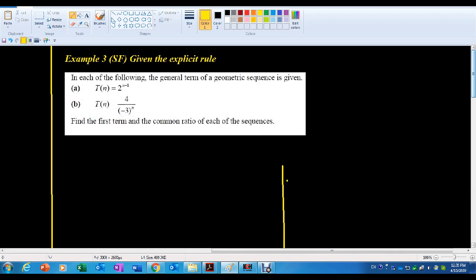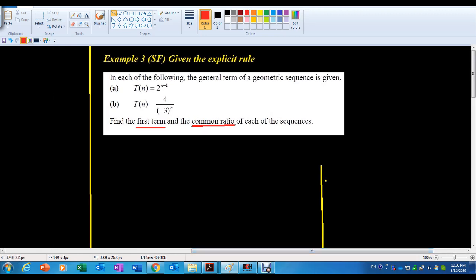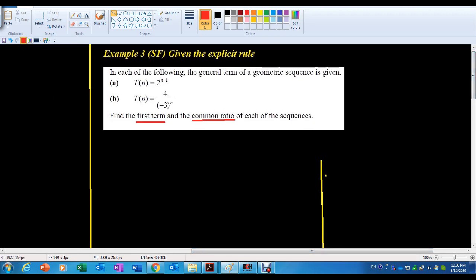Let's continue. Example 3 is about, given the explicit rule, you need to find the first term and common ratio. This time they give you the rule, and then you're going to find the first term and the common ratio. So what do you mean by the general term? The general term here just refers to the explicit rule.